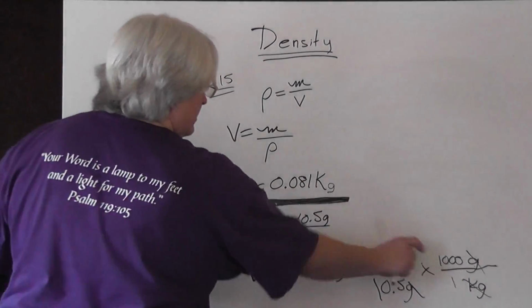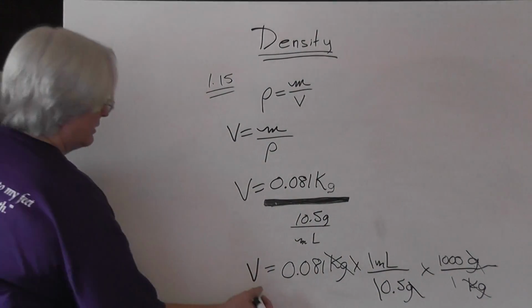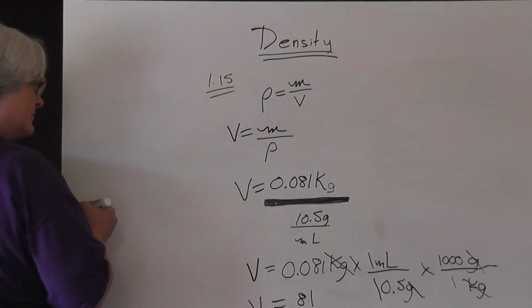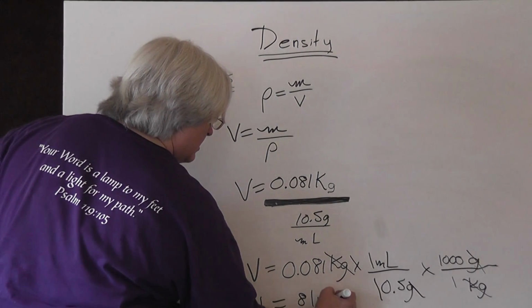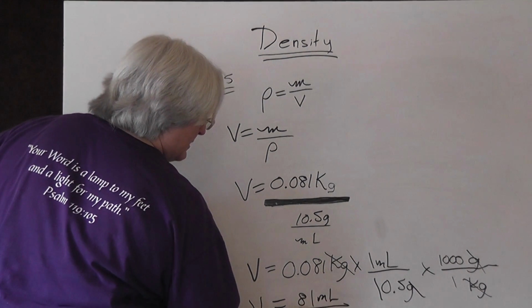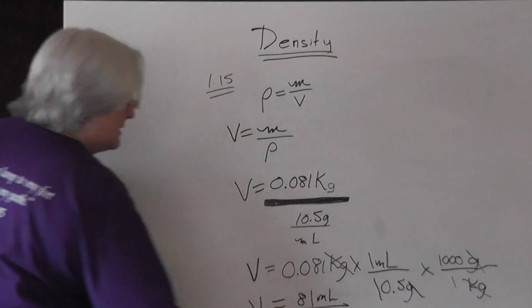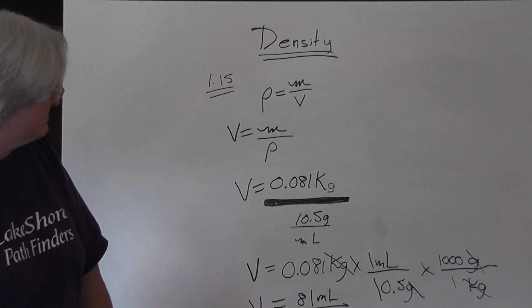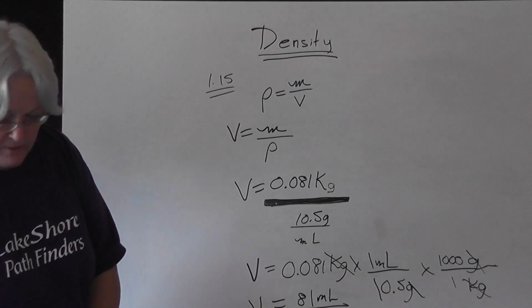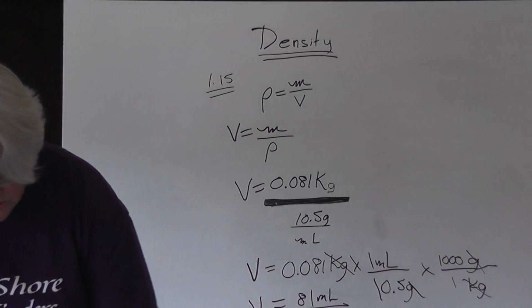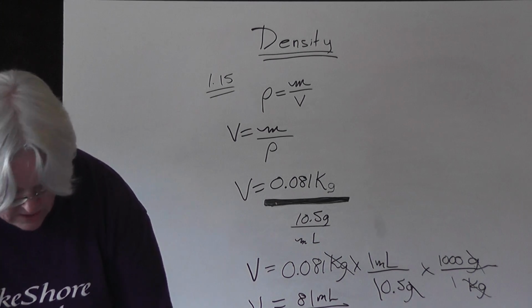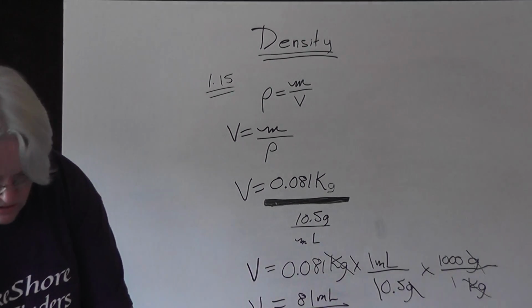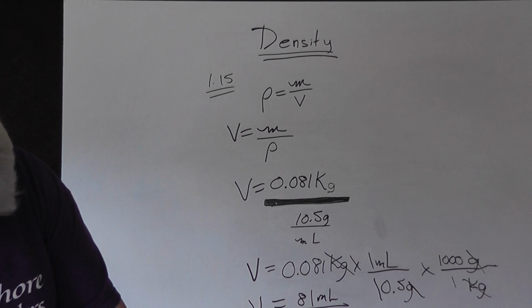You can multiply this all out on your calculator if you want. But if you do some in your head, you have 81 milliliters, is that right? 81 milliliters divided by 10.5? Because we have 0.081. I got 7.714. Well, let's look at our answer and see if that's what we got. Yeah, it's the same thing, 7.714.